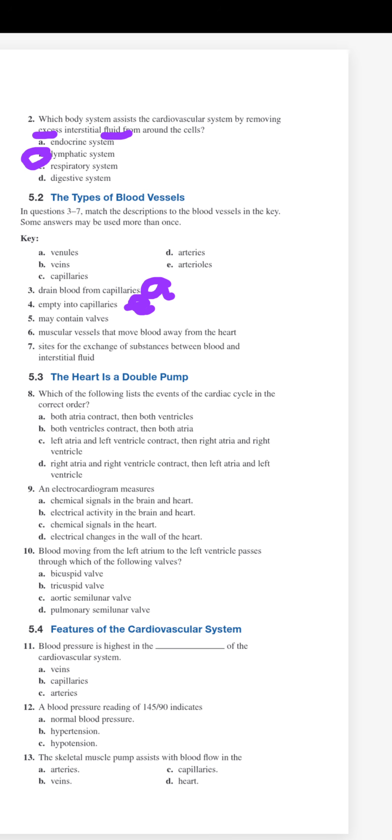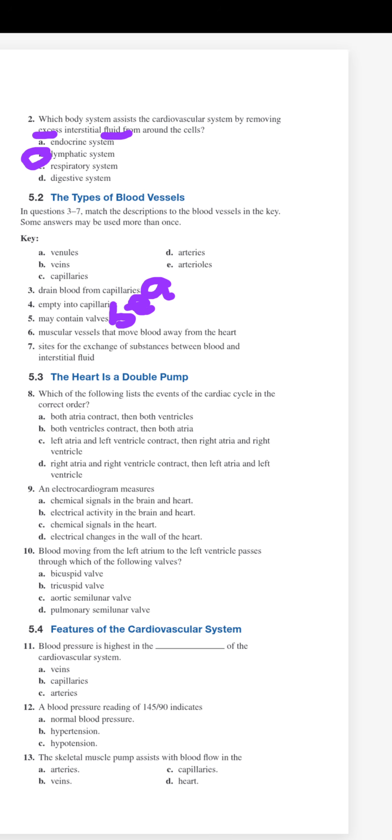May contain valves: veins, because they help to prevent the backflow of blood. Okay, so this is B. It's a little smudged. Okay, let me try to write it here. Yes, muscular vessels.